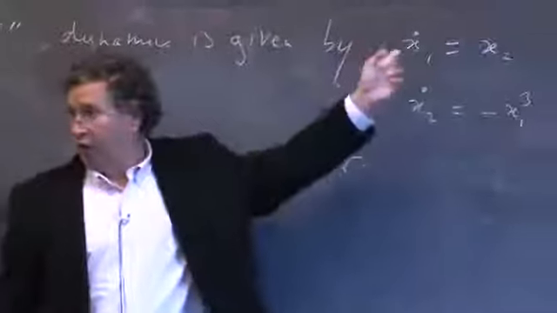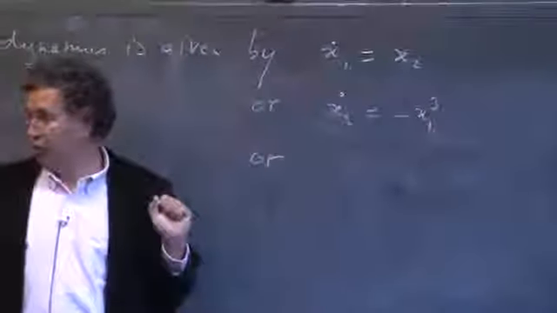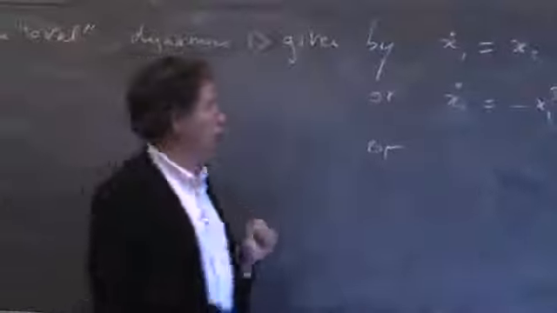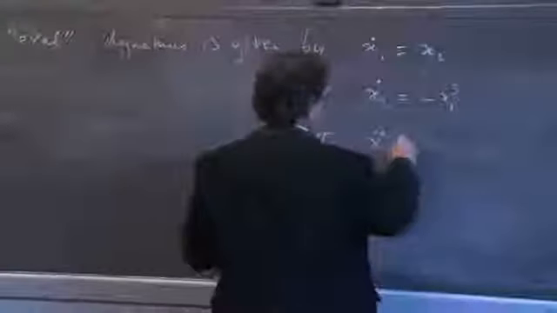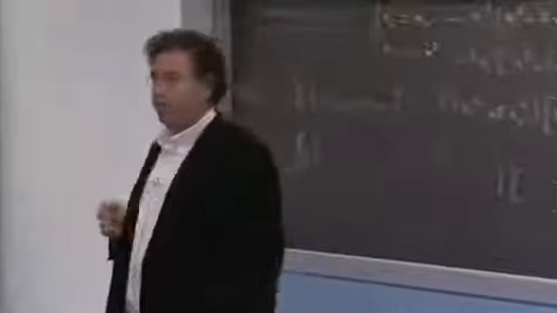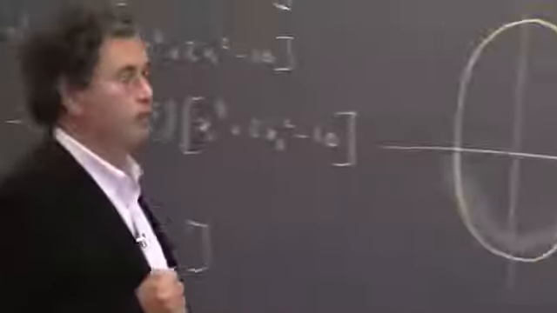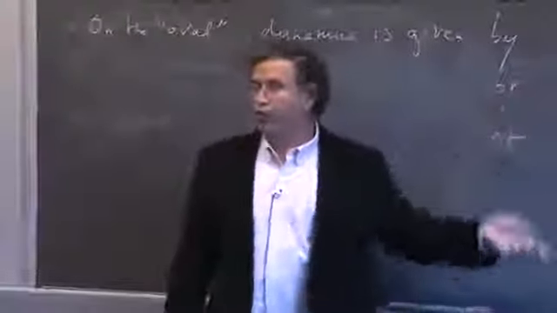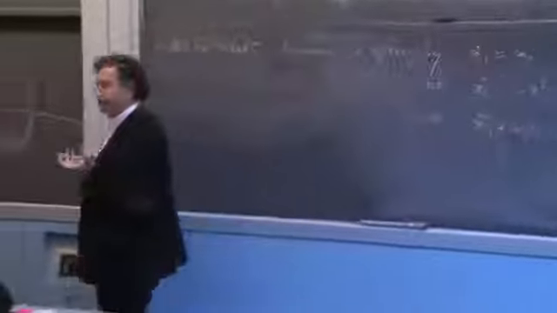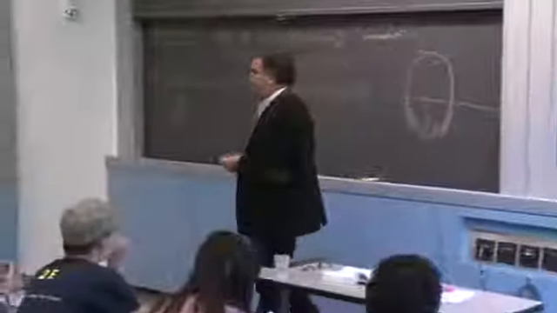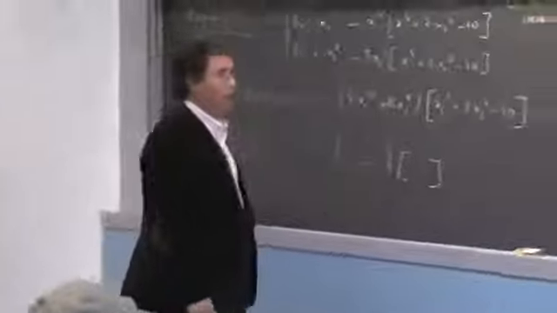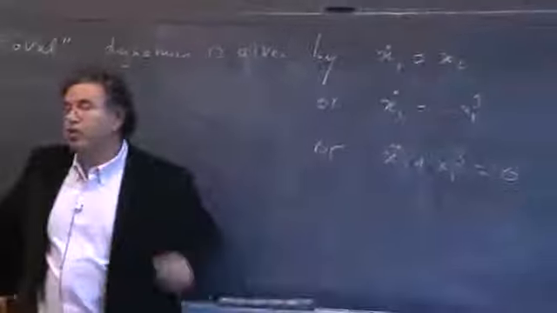Well, combining these two, x1 dot equal x2, x2 dot equal minus x1 cube, right? So if I combine these two, x1 double dot plus x1 cube equals 0. The nice thing about it is just in terms of one variable x1. So all of these are possible ways to describe what happens. Okay? So let's look at the last one, x1 double dot plus x1 cube equals 0.